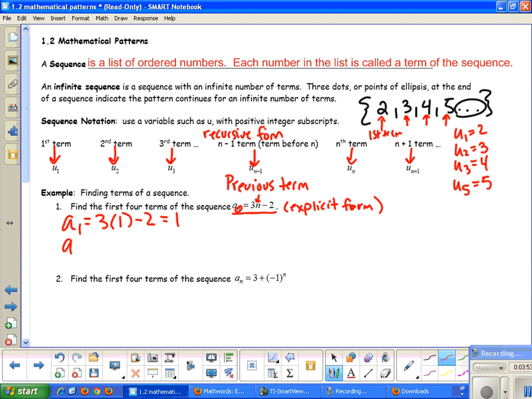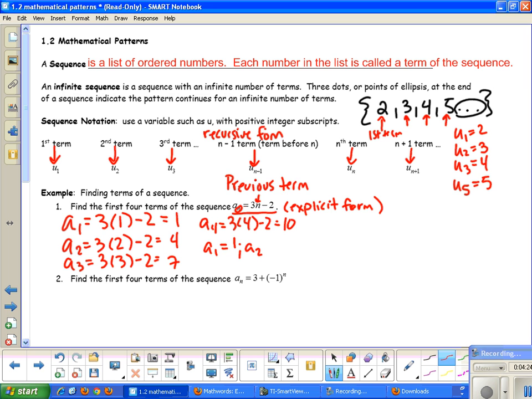So the next one would be a sub 2 is equal to 3 times my n, which is now 2, minus 2, which gives me a value of 4. A sub 3 would be equal to 3 times 3 minus 2, which is equal to a value of 7. And a sub 4 would be equal to 3 times 4 minus 2, which is equal to a value of 10. So I can write out the terms by saying a sub 1 is equal to 1, a sub 2 is equal to 4, a sub 3 is equal to 7, and a sub 4 is equal to 10.